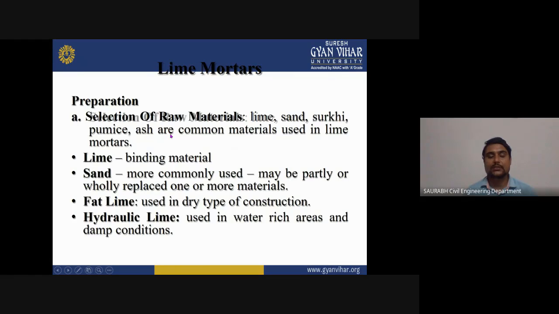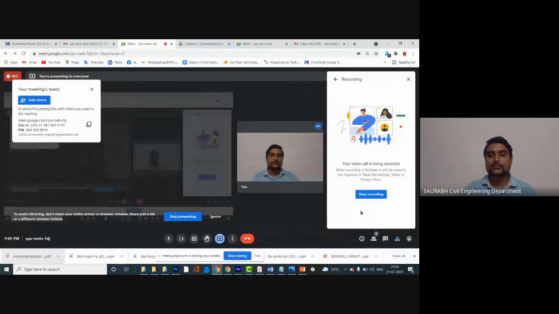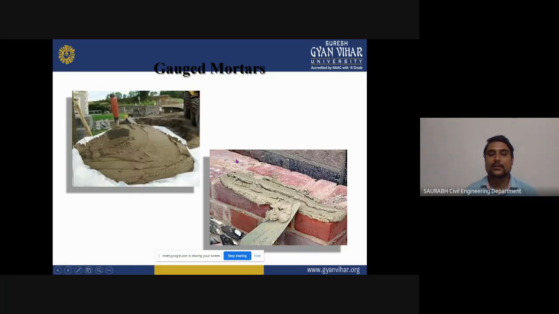Now we all know lime is a binding material and sand is commonly used as a replacement for natural sand. There is also fat lime, which is used in dry types of construction, and hydraulic lime, which is used in water-bearing areas and damp conditions. Here is gauge mortar, and gauge mortar can also be used for the construction of this kind of structure. As you can see in your image, this is gauge mortar, which is used in the preparation of walls and also in the preparation of floors.